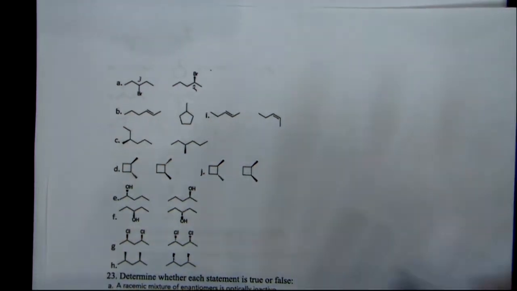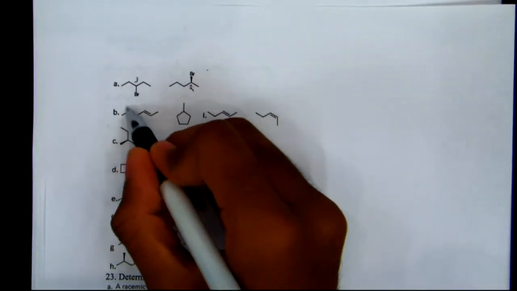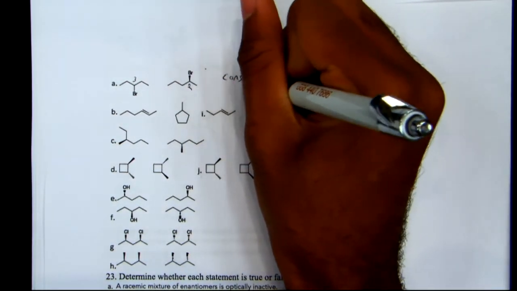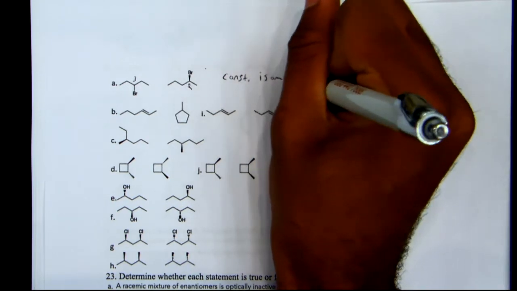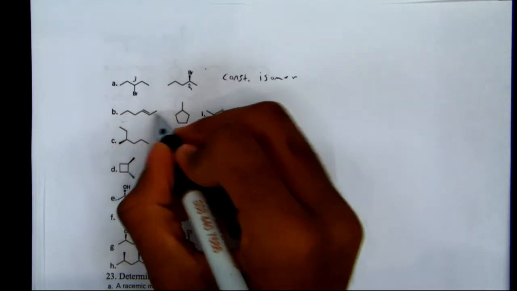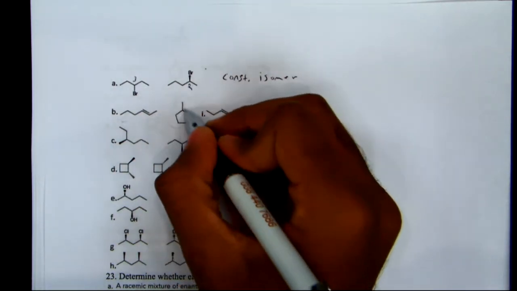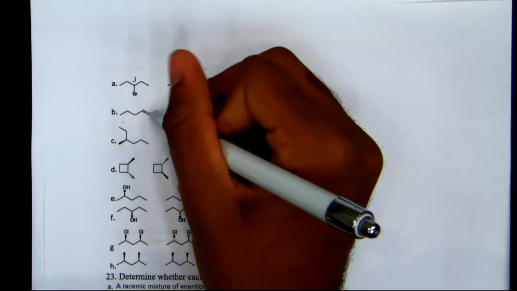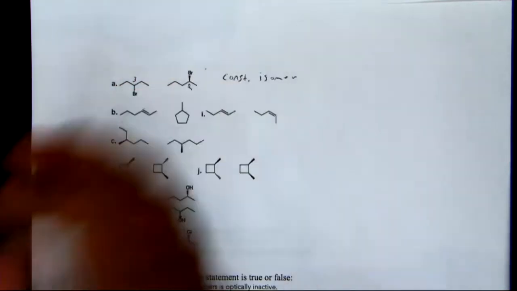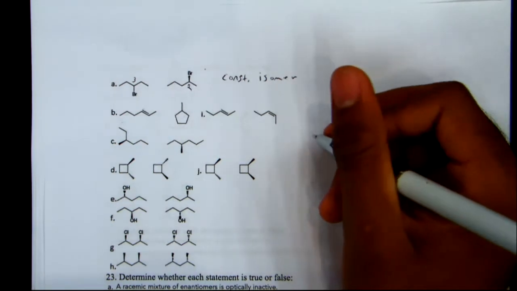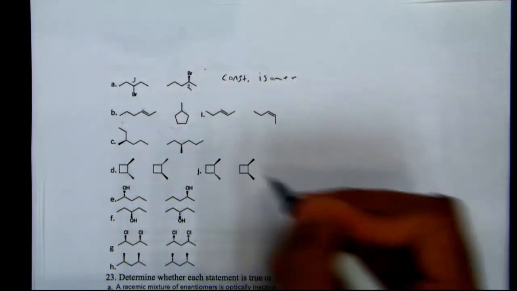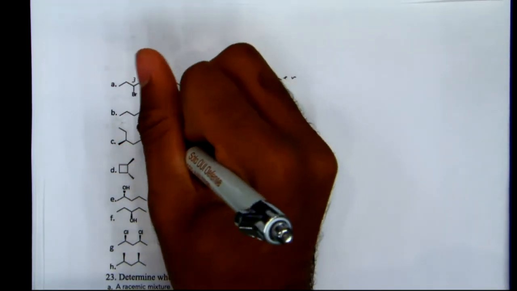For B right here, I'll write it down. Substitutional isomer. For this one, these are also just constitutional isomers because if you count the carbons and hydrogens, they're the exact same. They're just rearranged differently. This one decided to have a double bond for its unsaturation, or hydrogen deficiency, which is what HDI stands for. Well, this one decided to have a ring, but the formula is the exact same, same carbon, same hydrogens. So this is also a constitutional isomer.